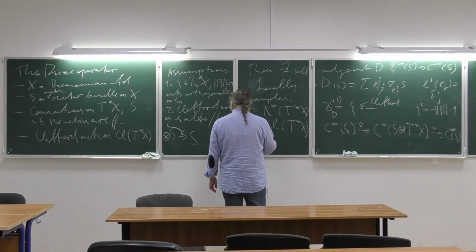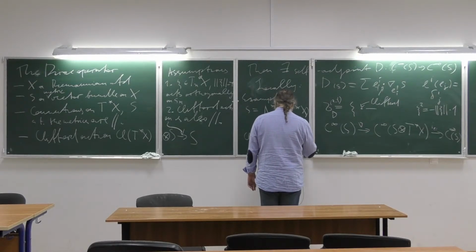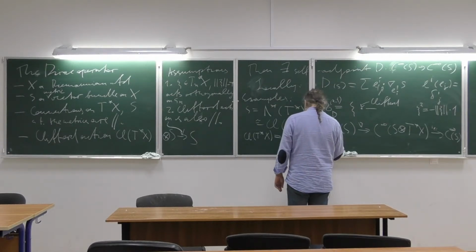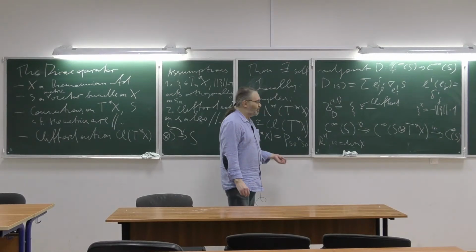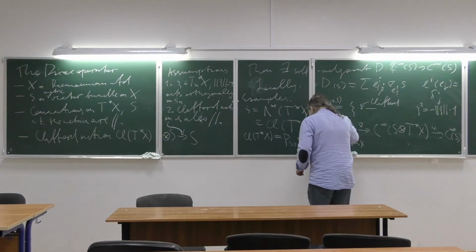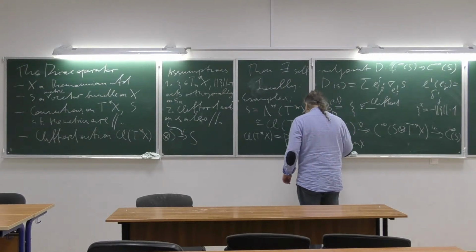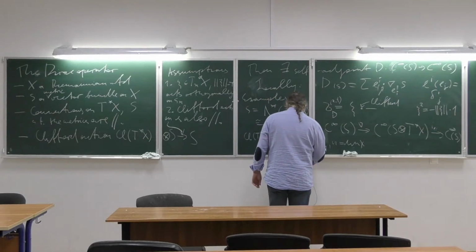we have Cl(T*X). This is simply P_SO times_SO R^n, where n is the dimension of X. And then we have Cl_n, SO(n).